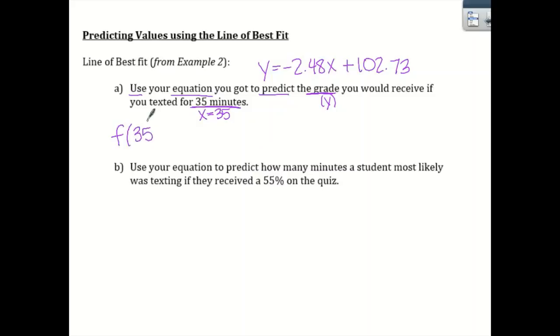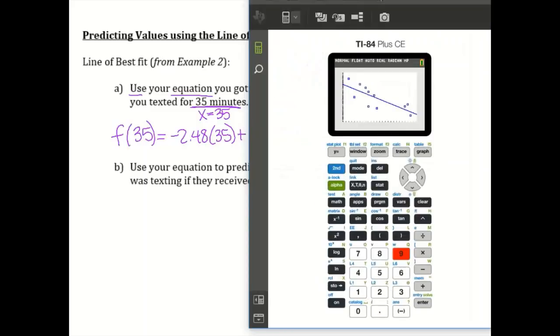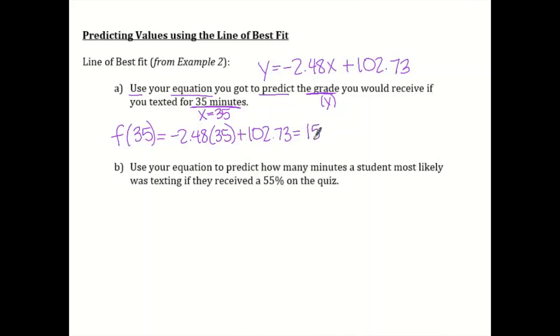F of 35 is equal to negative 2.48 parentheses 35 plus 102.73. You can go back to your calculator and type that in. To get out of here, you can just hit clear, and then you're back to your screen. Negative 2.48 parentheses 35, close the parentheses, plus 102.73, and we get 15.93. So what this means is I would get approximately a 16% on the test, okay? So if I texted for 35 minutes, I might get a 16% on my grade.